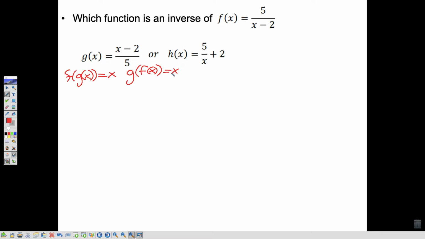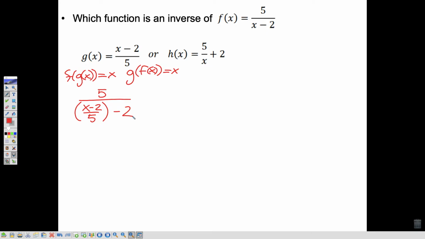So I'm going to go through this. You already have it written down. I'm going to go through the f of g of x. Okay, so watch and don't be writing because you should already have it written down, correct? Okay, so if I'm doing f of g of x, I have 5 over x minus 2 over 5, minus 2.